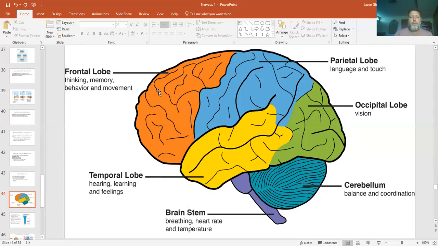The frontal lobe is the last portion of the brain to develop, and this is your higher thinking, what we call our executive area. This really doesn't fully develop until you're approximately 25. This gives you more logical thinking.